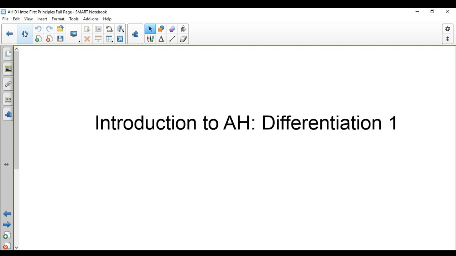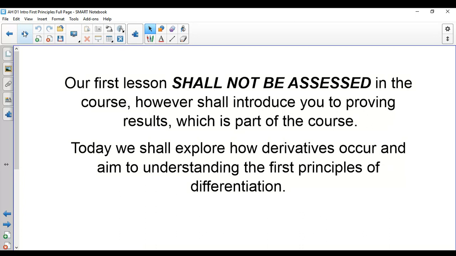Introduction to Advanced Higher Differentiation 1. Our first lesson shall not be assessed in the course, so you don't have to worry about that. However, we shall introduce you to proven results, which is part of the course. So today we shall explore how derivatives occur and aim to understand the method of first principles.